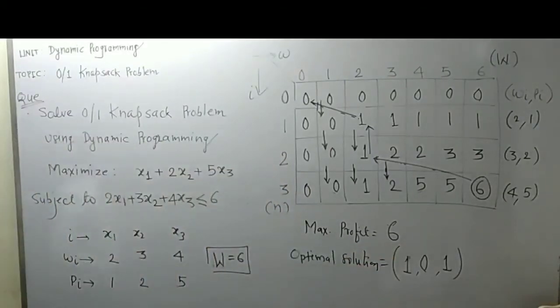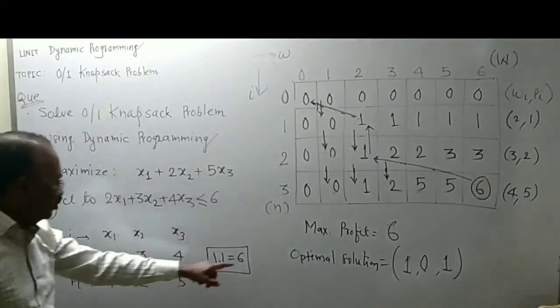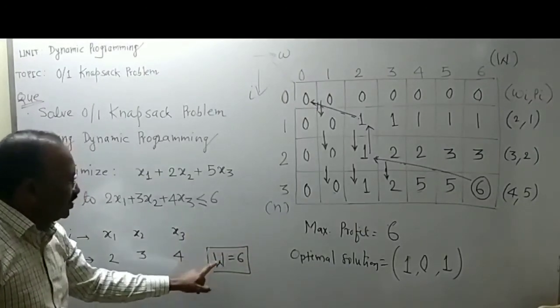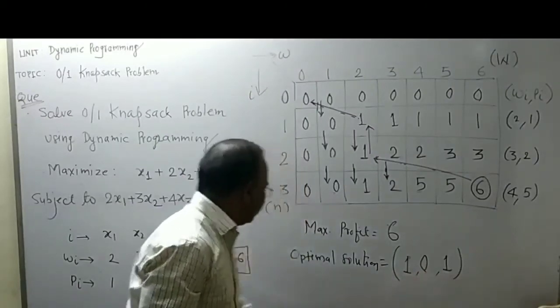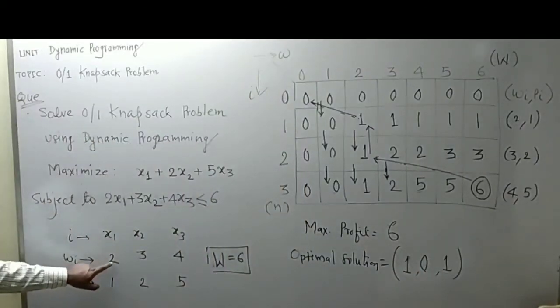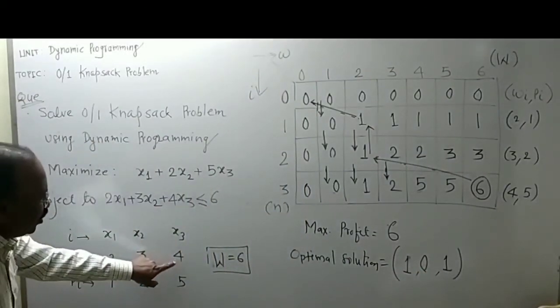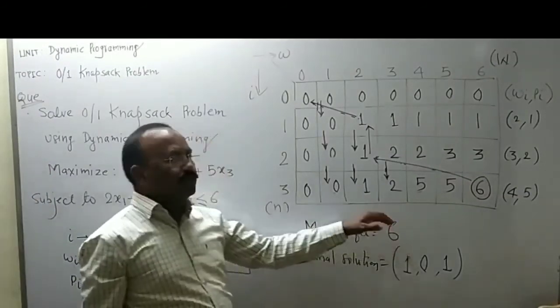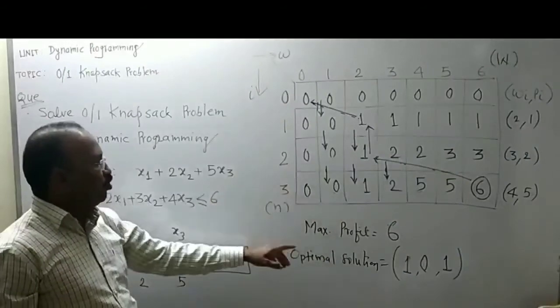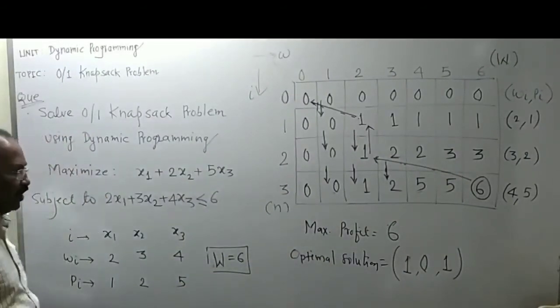And check about the knapsack. We have the knapsack capacity, that is 6. Find out the weight of the first and third object. The weight of the first object is 2 and the weight of the third object is 4. So 2 plus 4, that is 6. So in this way we can solve the 0/1 knapsack problem.